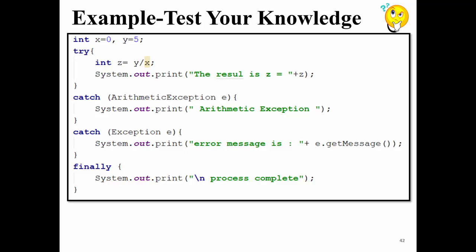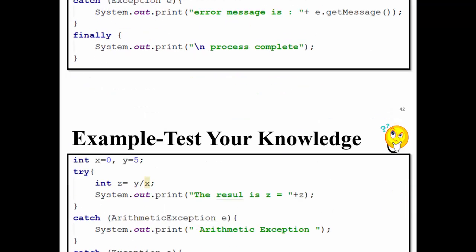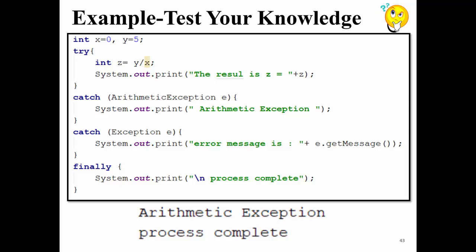It's not in sequence. So once we have an arithmetic exception, because this exception is thrown by arithmetic calculations, we're going to go to the arithmetic catch block and execute it. The next catch, we're not going to go there. Even if you can have many catches for a try block, only one of them will be executed. But for sure, the finally will be executed. So in this case, we will have arithmetic exception and process complete.